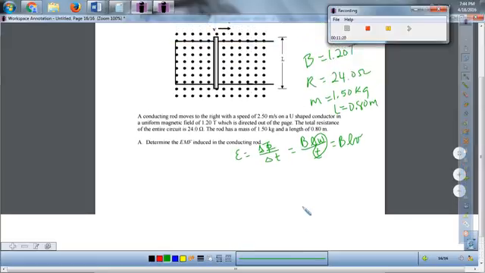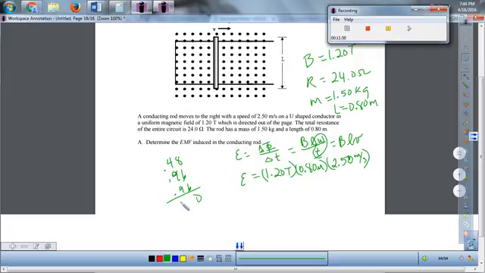we have our B is 1.20 Tesla times the length of 0.80 meters. So we're at 0.96, and then it's being pulled at 2.5 meters per second. So we have 0.96 plus 0.96 plus 0.48. I don't have a calculator, that's why I'm doing that. So that's 14 and 6 is 20. That's going to be 2.40 volts is our induced EMF.